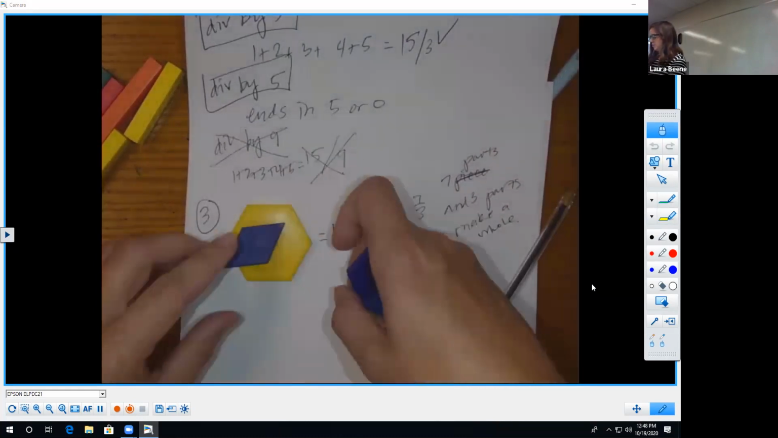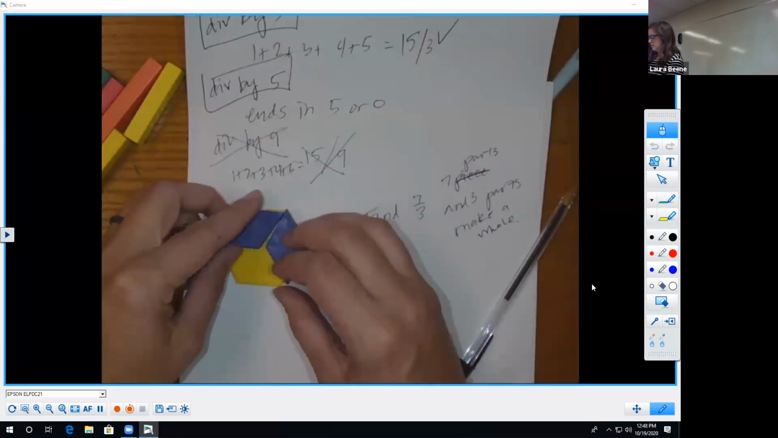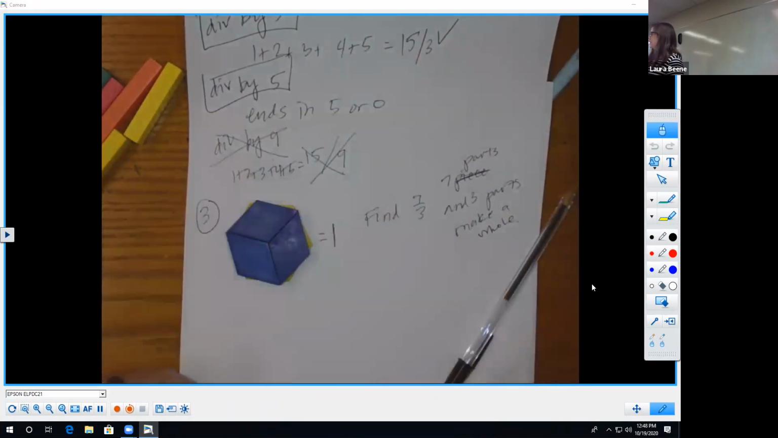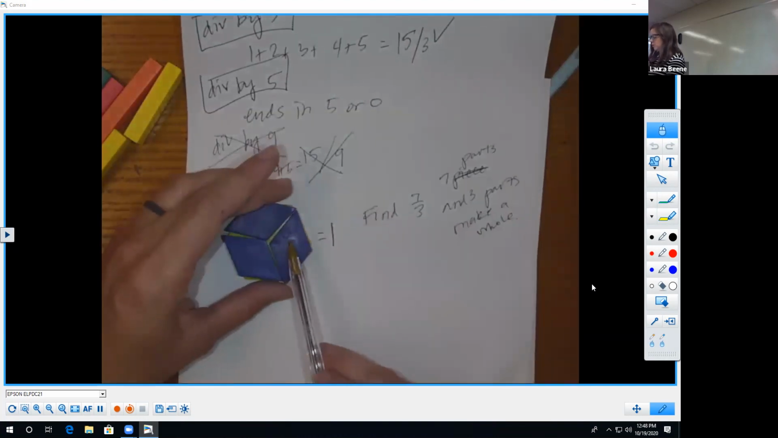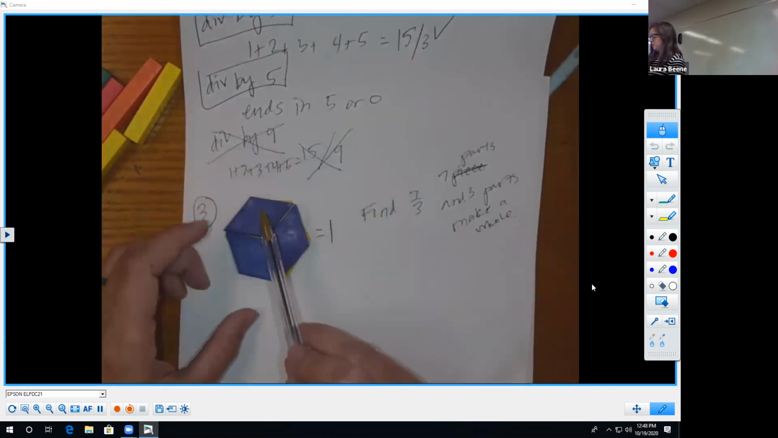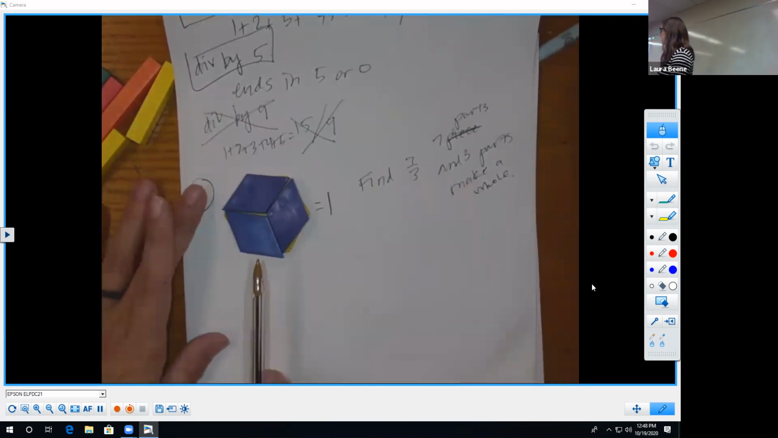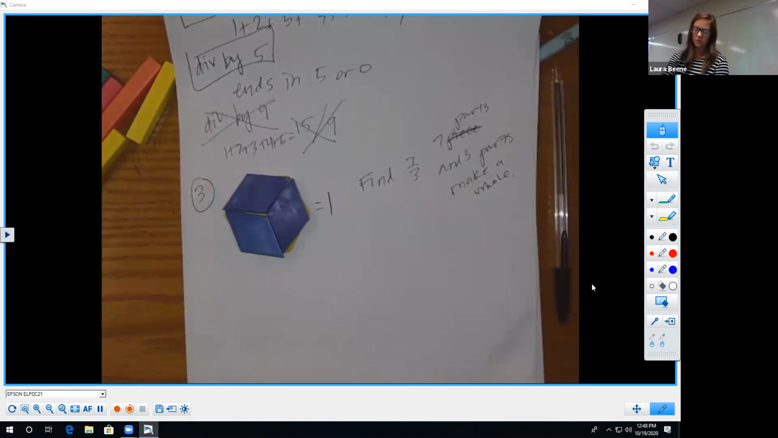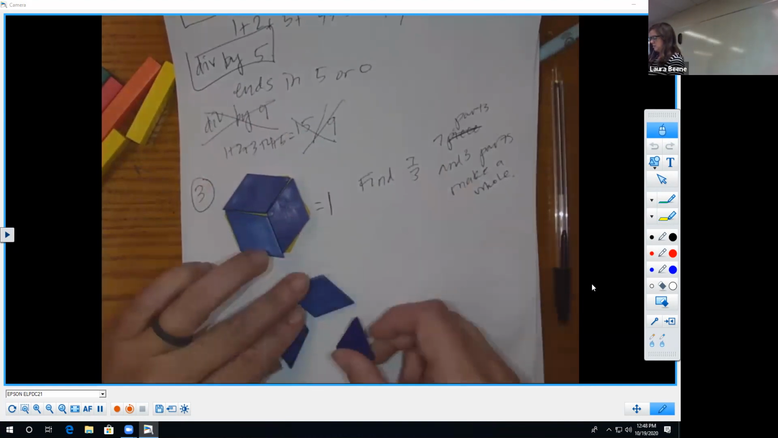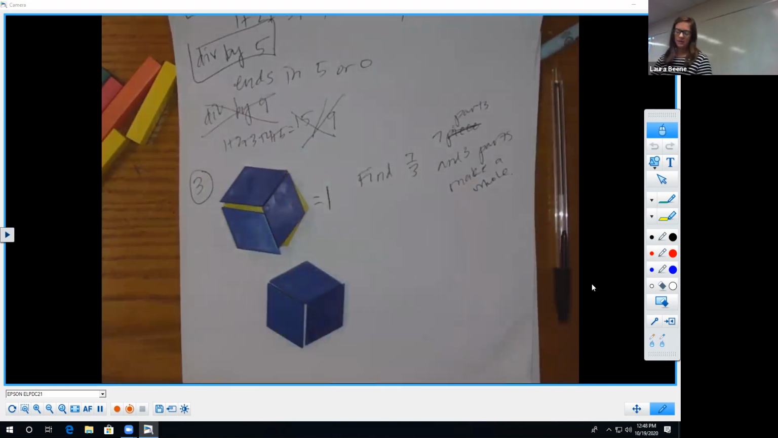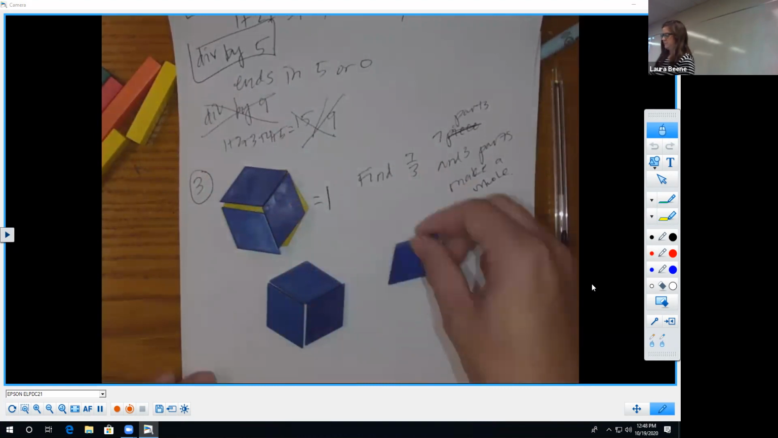Okay, so you use your pattern block and you see that 3 blues make a whole, right? So each blue is 1/3, right? 1/3 plus 1/3 plus 1/3 equals 1 whole. So if I want to show 7/3, I need to show 7 blues. So there's one set of blues right there, which is 1, 2, 3 blues. Here's 4, 5, 6 blues, and here's your 7th blue.